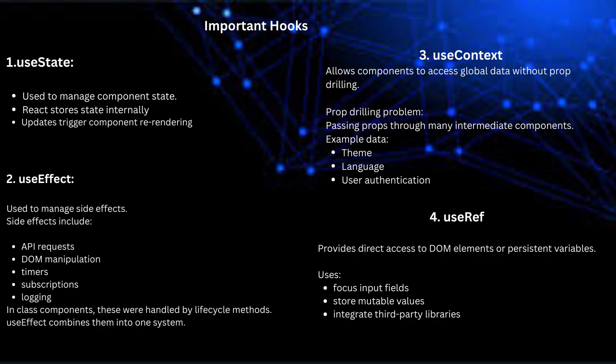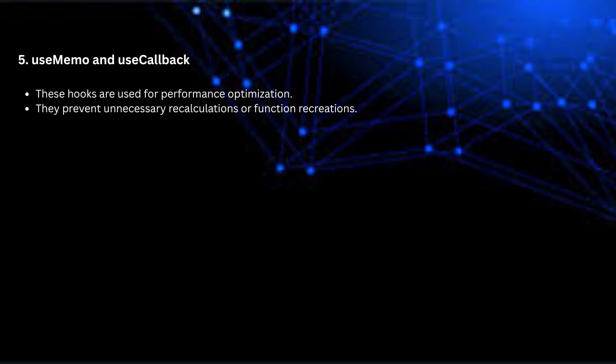The useState hook allows a component to create and manage state, and useEffect is used to manage side effects, which include API requests, DOM manipulation, timer subscriptions, and logging. And useContext allows a component to access global data without prop drilling, and useRef provides direct access to a DOM element or a persistent variable. And useMemo and useCallback are hooks used for performance optimization. They prevent unnecessary recalculation or function recreation.